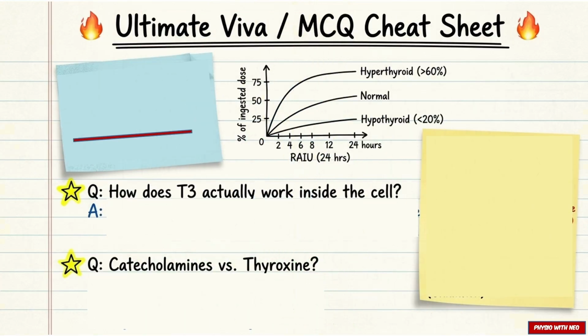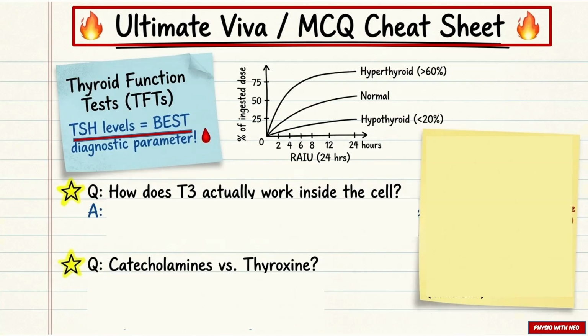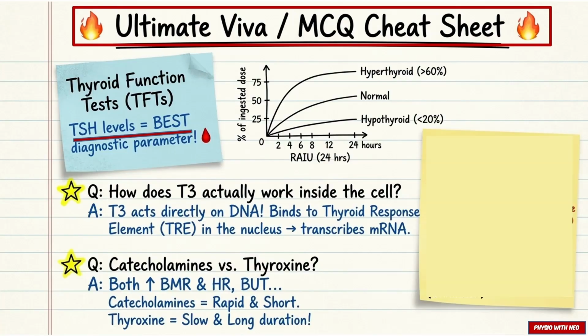Now let's revise the favorite viva questions. What is the best screening test? TSH level is the best screening test. How does T3 actually work inside the cell? T3 acts directly on the DNA, binds to thyroid response element in the nucleus, and transcribes mRNA. What is the difference between the action of catecholamine and thyroxine? Both increase BMR and heart rate, but catecholamine action is rapid and short, whereas thyroxine action is slow and for long duration.